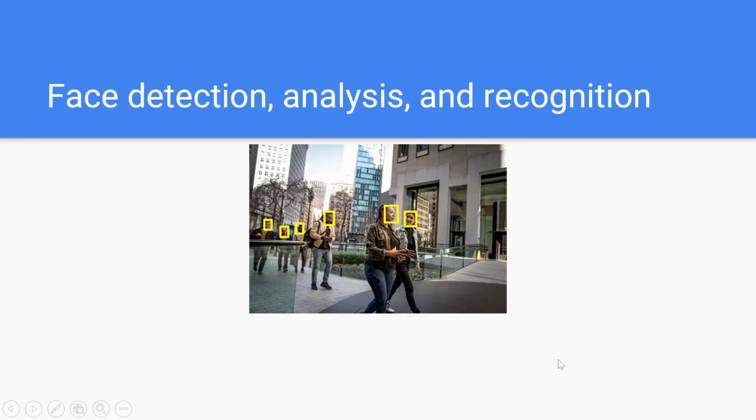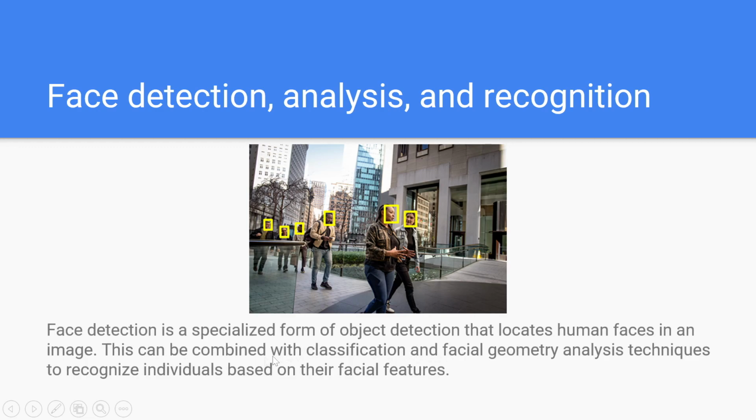Now we have face detection, analysis, and recognition. Face detection is a specialized form of object detection that locates human faces in an image. This can be combined with classification and facial geometry analysis techniques to recognize individuals based on their facial features. So you can see here, all of these people have had their faces detected. We have, as you can see, a yellow square here. Okay, all of these people.